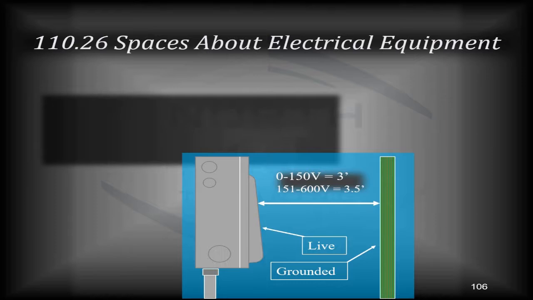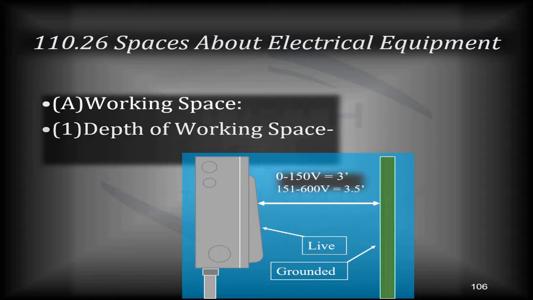Condition 2, if you've got live parts on one side and grounded parts on the other side, then if it's 0 to 150 volts, it's going to maintain that 3-foot minimum clearance. And if it's 151 volts to 600 volts, it's going to increase the amount of distance you have to have between those two objects. It'd be 3.5 feet.